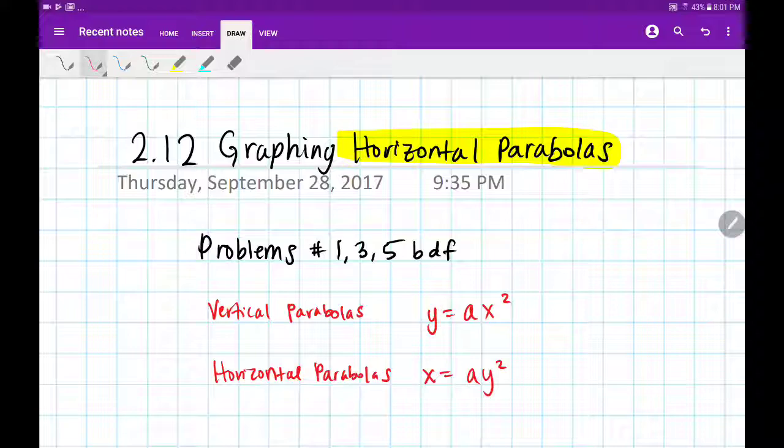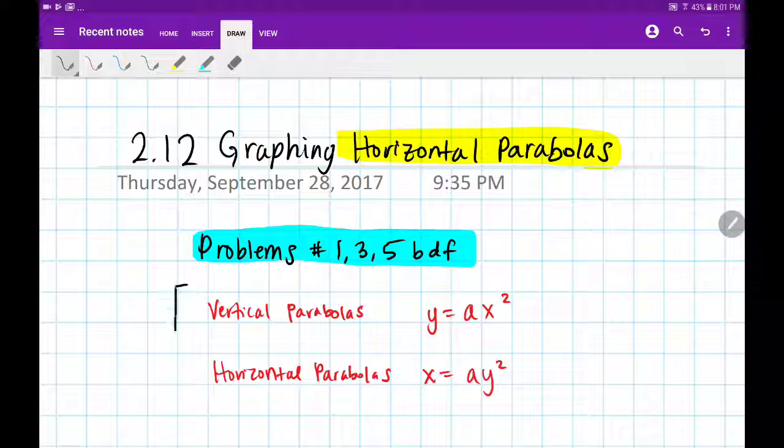Today we're going to be graphing horizontal parabolas. The problems from the homework are 1, 3, 5, and then from number 5 we're going to do B, D, and F. So first let's make sure we're on the same page with our notes.